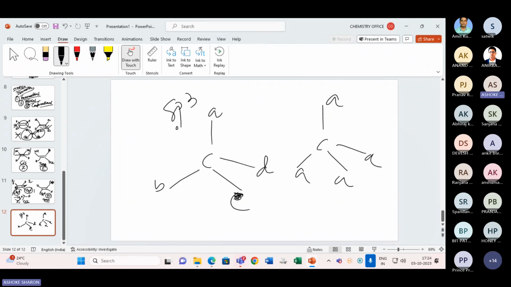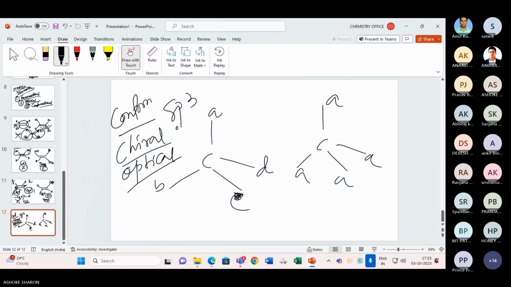So basically, if you try to know the stereochemistry of these molecules, a lot of other terminology will arrive. A lot of terms will be there, and I will explain one by one: chirality, optical isomerism, conformational isomerism.